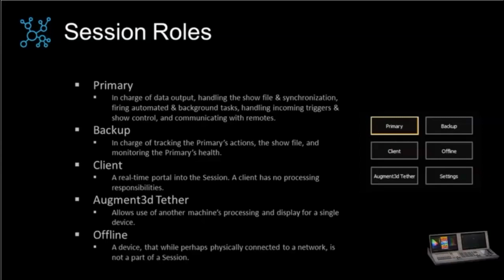And then finally, offline, a device that can be physically connected to the network, but isn't communicating with the session. So if you need to work on another show file for whatever reason, you're on a break, you can go offline, do whatever you want to do, and then when you rejoin the session, it will download the file from the primary and get you back in sync with the session. So offline is really, really useful, even when you're connected to a network.